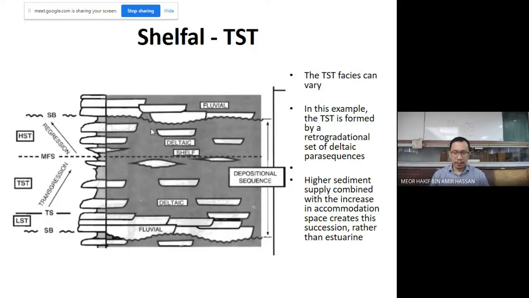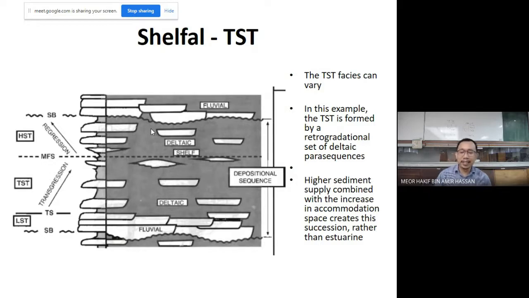Okay, so the TST facies can vary depending on what kind of environment you have. Ya. Sekitaran berbeza, lain beberapa facies. Maybe if it is tide dominated, you have tidal channels in the TST. But if it is wave dominated, you have shoreface. If it is fluvial dominated, you have delta. So depending on the energy, the environment, you get different kinds of patterns.